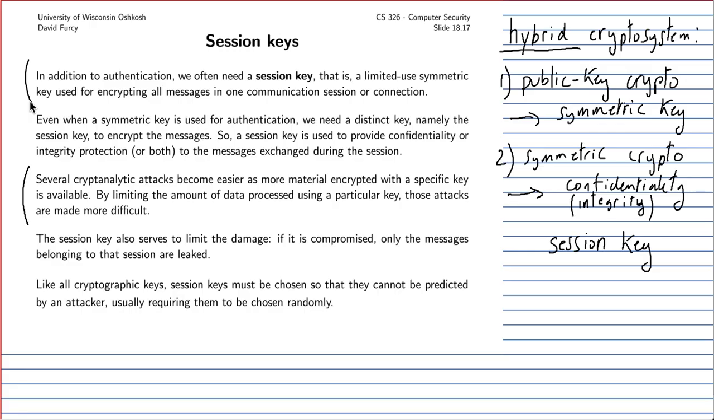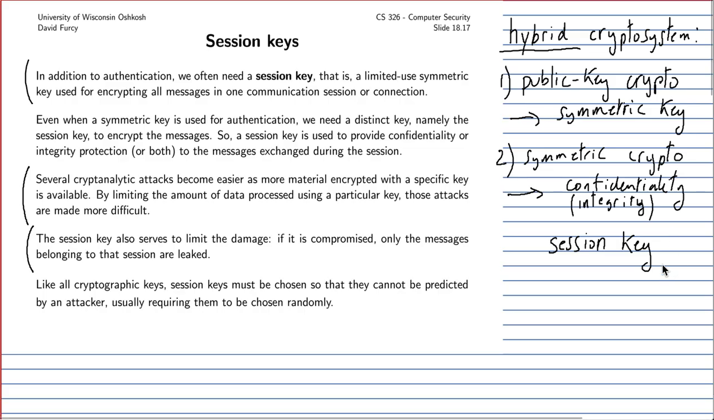And for each session, you will use a different symmetric key. This is called a session key. That's a key that's only used temporarily during that one session. And keys are chosen randomly, so you don't use the same key twice in two different sessions. Again, the advantage of using a session key is that it gives less information to the attacker to break the crypto. And also, if the key is compromised at some point in time, then the messages that are compromised are only the messages that were sent during that one session, not a much longer sequence of messages.